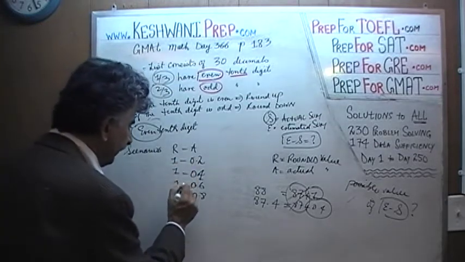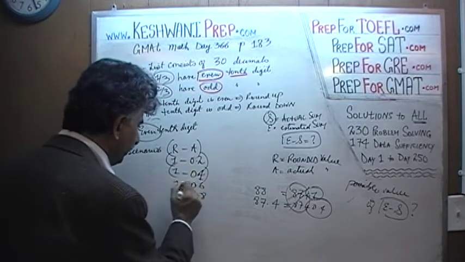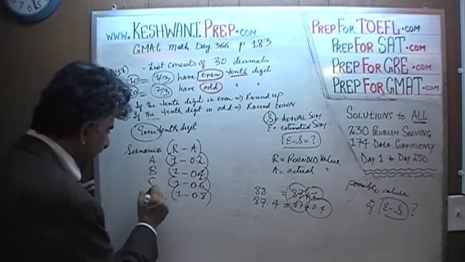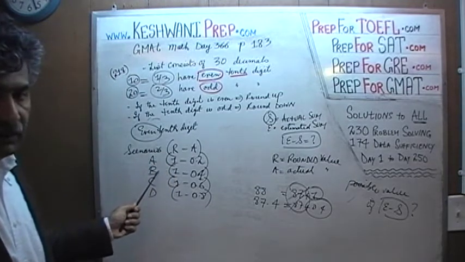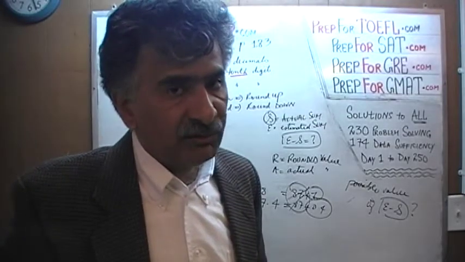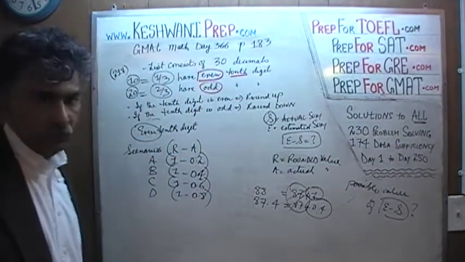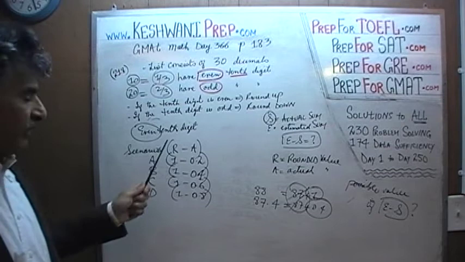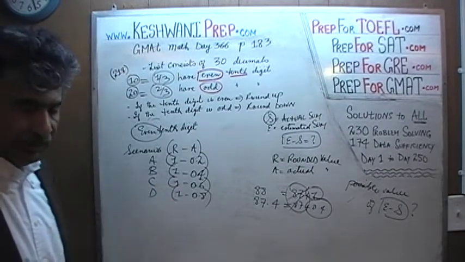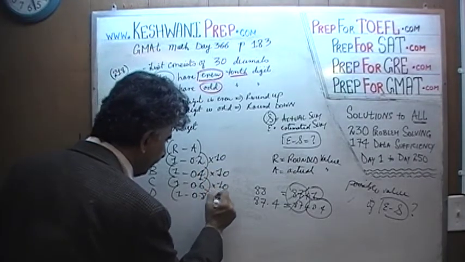We're going to be off by 0.8, 0.6, 0.4, 0.2. And there are 10 such numbers. So what we're looking at here are different scenarios. Let's call them A, B, C, D. Here, we are looking at a scenario where we have 10 such numbers, where the tenth digit of every single one of those 10 numbers happens to be 0.2. We have 10 of them, and we are assuming a scenario where all of the 10 numbers have the tenth digit of 0.2.